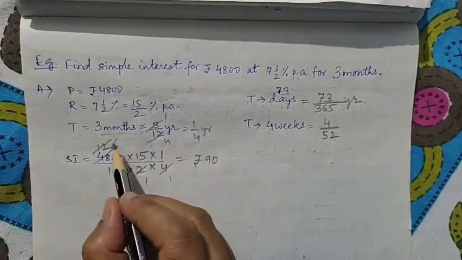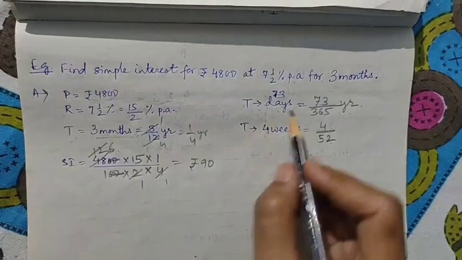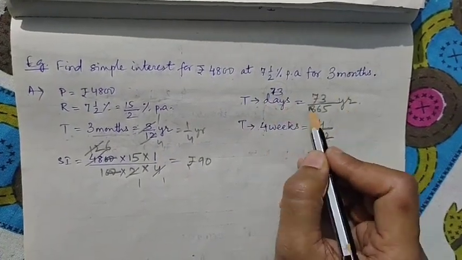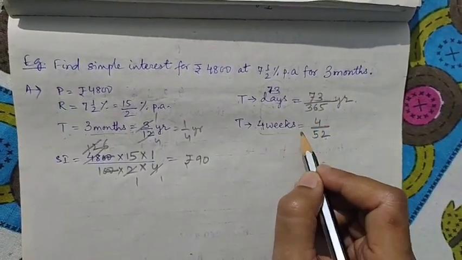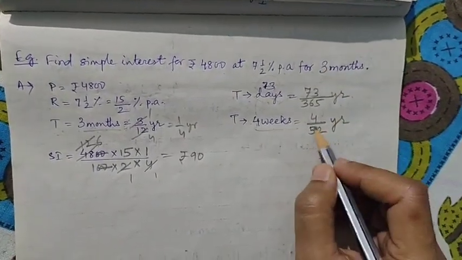So children remember, if month is given, you have to convert into year, so divide by 12. If days is there, to convert into year, divide by 365. If weeks are there, then you have to convert it into year, so divide by 52.